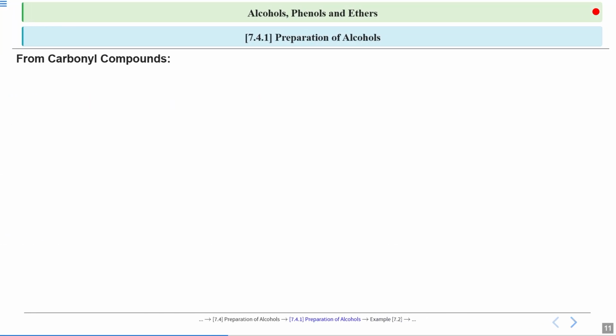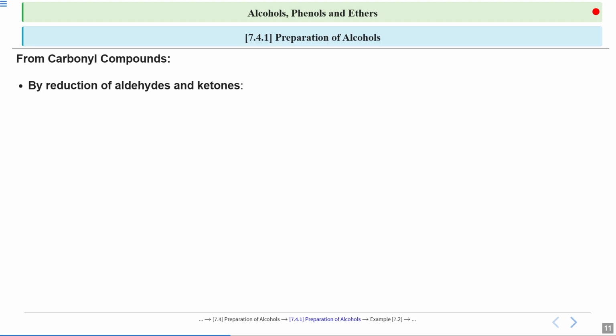The next method for the preparation of alcohol is from carbonyl compounds, by the reduction of aldehydes and ketones. Carbonyl compounds are the compounds containing a C double bond O in them. These include aldehydes and ketones. Aldehydes have a CHO group and ketones have a C double bond O. Both are carbonyl compounds.